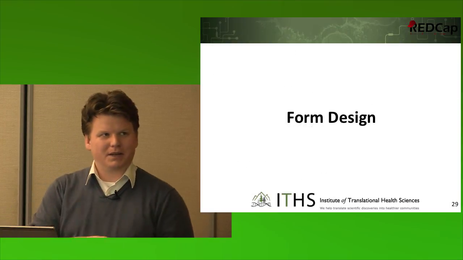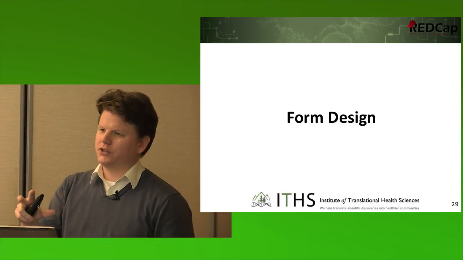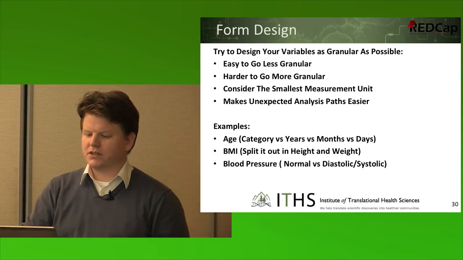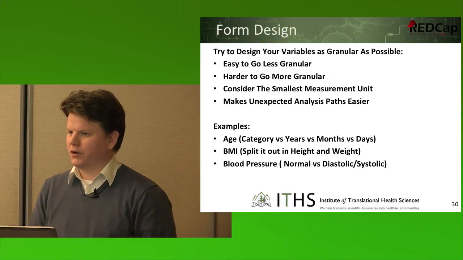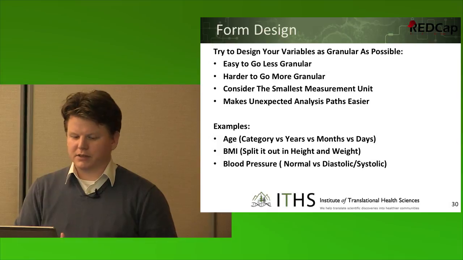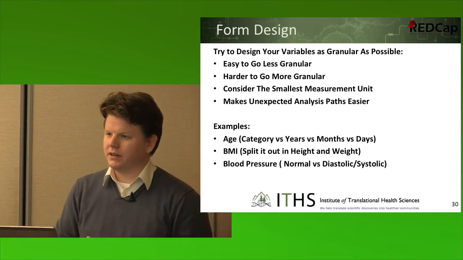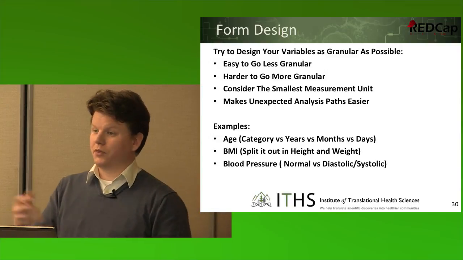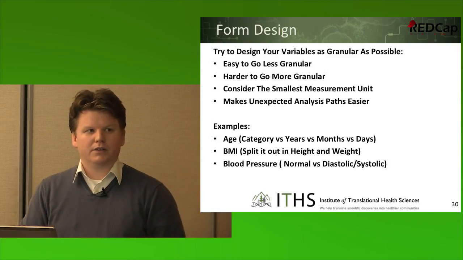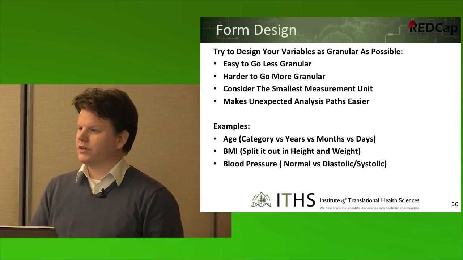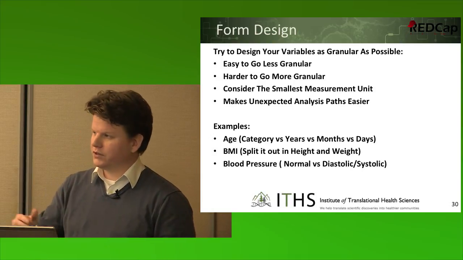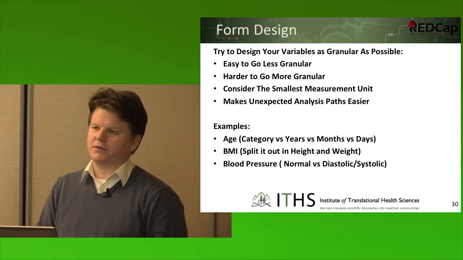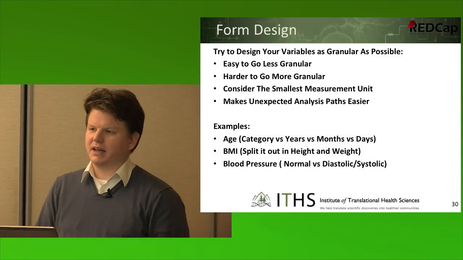Form design: a little bit less macro view, a little bit more zooming in on individual forms. Try to design your variables as granular as possible. What I mean with that is, for instance, if you have age, you can capture somebody's age in different categories, like are you in the 25 to 35 group or 35 to 45 group. If you do that, yes, you capture your data successfully. However, if 2 years down the road you analyze your data and say, I see something weird happening in the 25 to 35 group, I kind of want to split that out a little bit more.